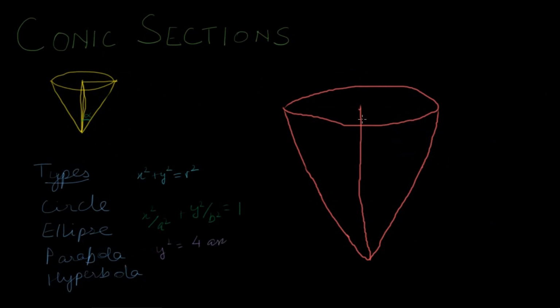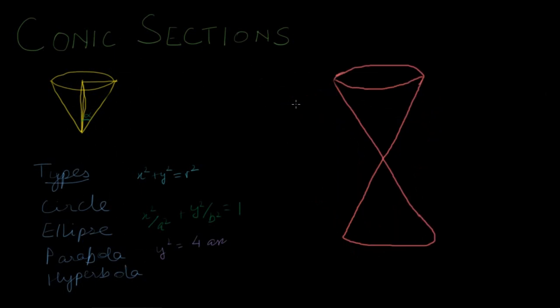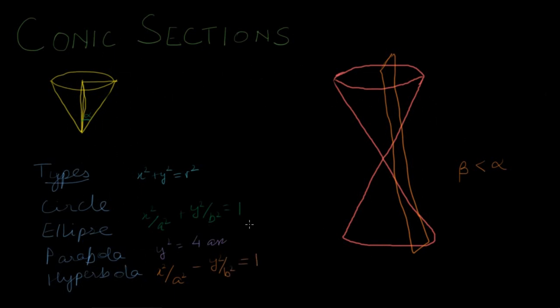Finally, I'll need a double napped cone for this, so I'll just remove this. So let's say I have this double napped cone, and my plane this time cuts this cone like this, in such a way that the angle beta is less than the angle alpha, and the angle beta shouldn't be 0. If it's 0, it's a special degenerate case which I'll be coming to later. This forms a hyperbola, and the general equation of the hyperbola is given by x square by a square minus y square by b square equals 1.